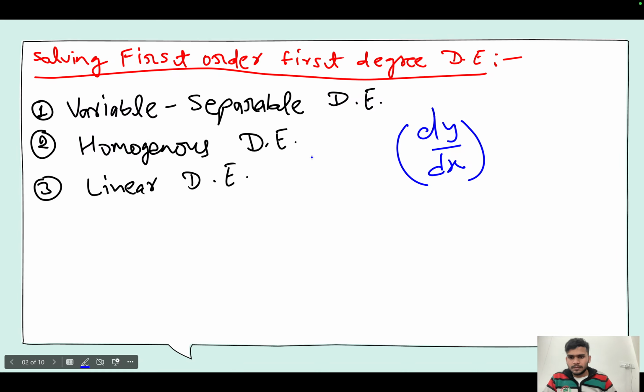Let me complete this equation, like this. So we have to solve this type of differential equation. How are we going to solve it? We can solve it by these methods: the variable separable method, the homogeneous differential equation method, and the linear differential equation method. In this lecture I will talk about the variable separable differential equation.